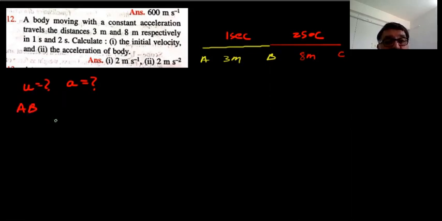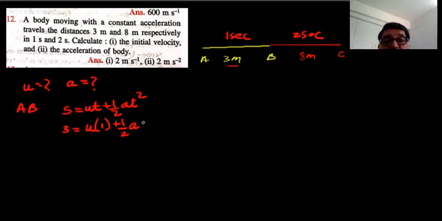Now we know the second formula for motion is S equals ut plus half at square. Now we know the displacement from A to B is 3 meters. So 3 equals u multiplied by, remember time is 1 second, so 1, plus half, we don't know the acceleration, and again time equals 1, so 1 square, which will be equal to 1. So we can say 3 equals u plus half a.